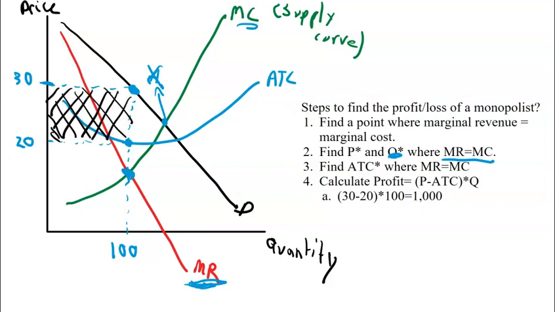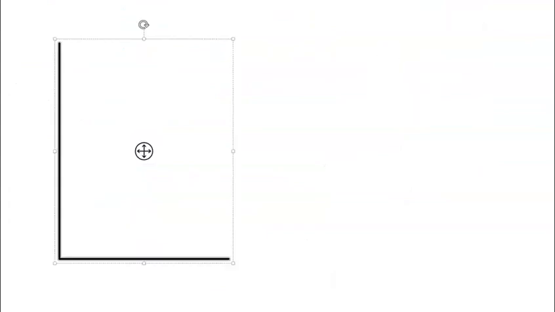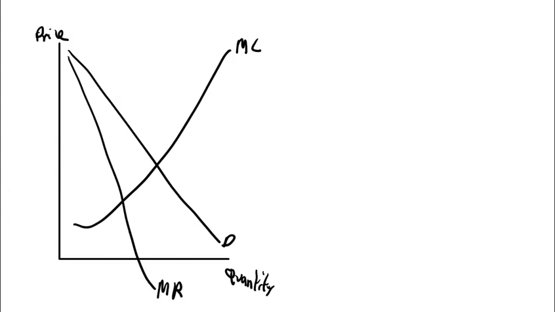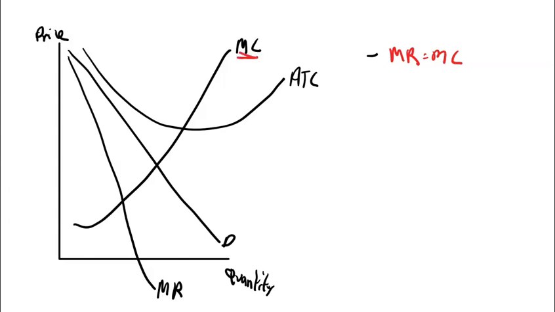Now, monopolists can also earn losses. So if the ATC curve is way above the demand curve, so if we look at maybe something like this, we have our price and quantity. This is the demand curve. This is marginal cost. This is marginal revenue. But if my ATC is maybe up here, then what is the point where MR equals MC? If this is my marginal cost curve and this is my marginal revenue, I look at this point where MR equals MC. So this is Q star.